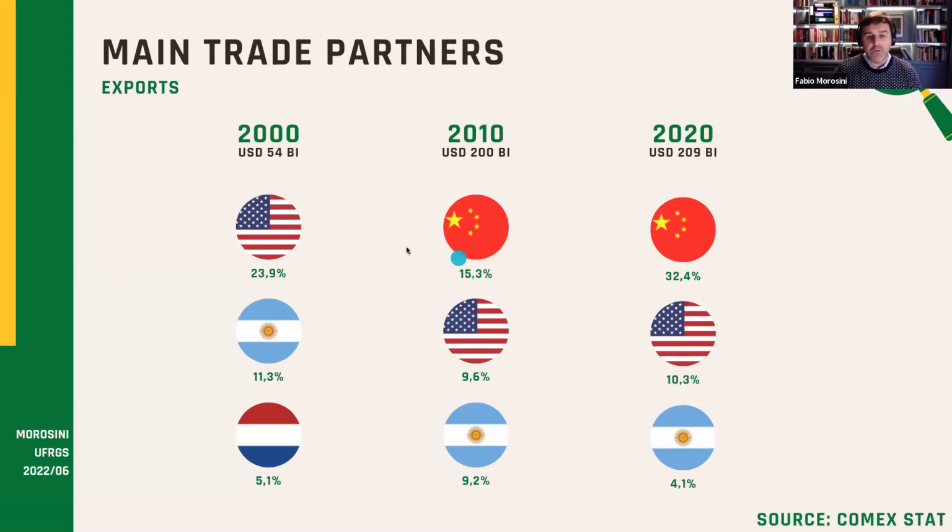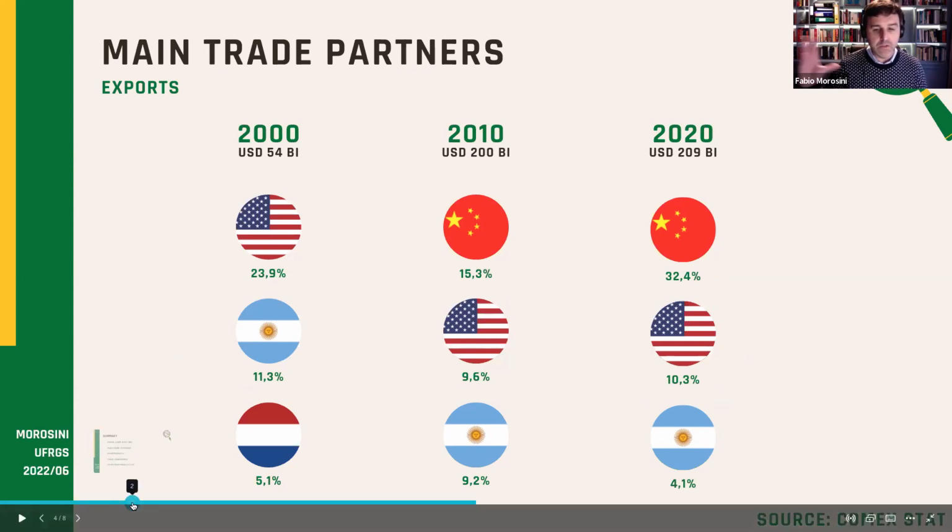And especially I call attention to China becoming Brazil's most important trade partner since 2010, and up to this moment, Brazil-Chinese relations account for 32.4% of overall trade involving Brazil, second to the US, which used to be the number one trading partner, and now is second with only 10% of trade relations with Brazil.